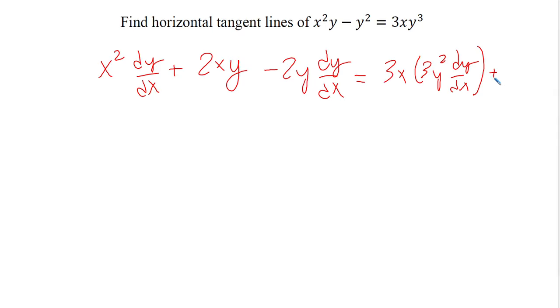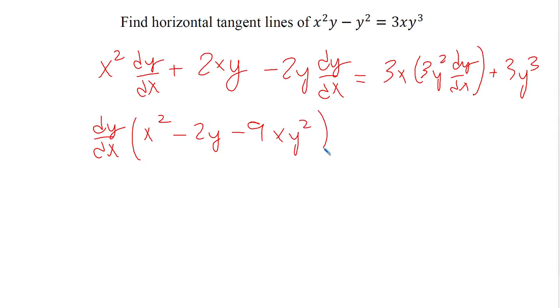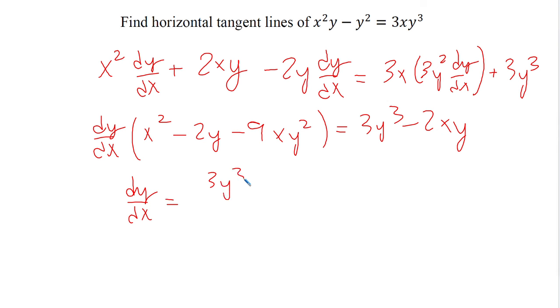3y cubed. And if we gather all the dy/dx terms to one side, we'll have dy/dx times x squared minus 2y minus 9xy squared. And on the other side, we'll have 3y cubed minus 2xy. And so we end up with dy/dx is equal to 3y cubed minus 2xy, all divided by x squared minus 2y minus 9xy squared.